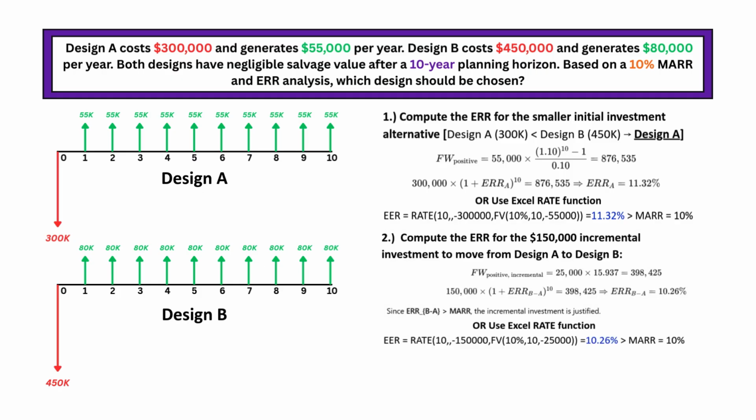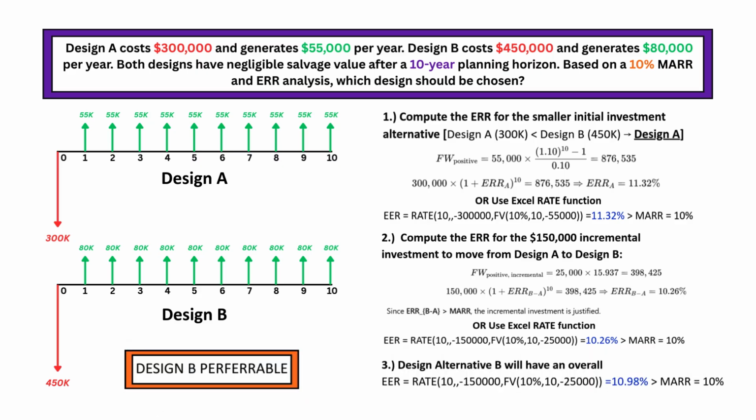Next, we analyze the incremental investment required to move from Design A to Design B. That incremental investment is $150,000 up front and an additional $25,000 per year in revenue. Computing the ERR for this incremental cash flow gives about 10.26%. Because this is still greater than the MARR, upgrading to Design B is justified. At that point, Design B is selected.